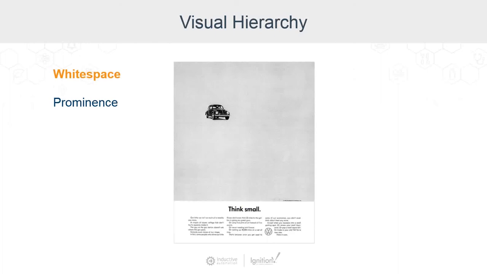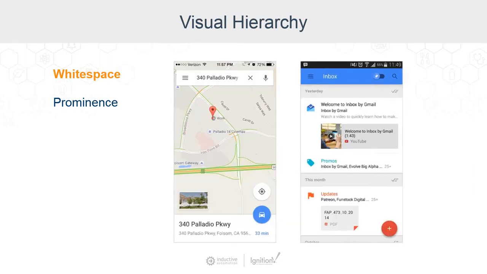So this is a classic VW ad, and it's famous for its use of whitespace. Rather than just being wasted space, it's actually an active element that forces your eye to that car to figure out what's going on there, and then brings your eye down to the message. Google's material design language makes great use of this concept as well. The primary action button is located on the bottom right, and it's pulled away from all the data-heavy regions on the top and left side of the interface.